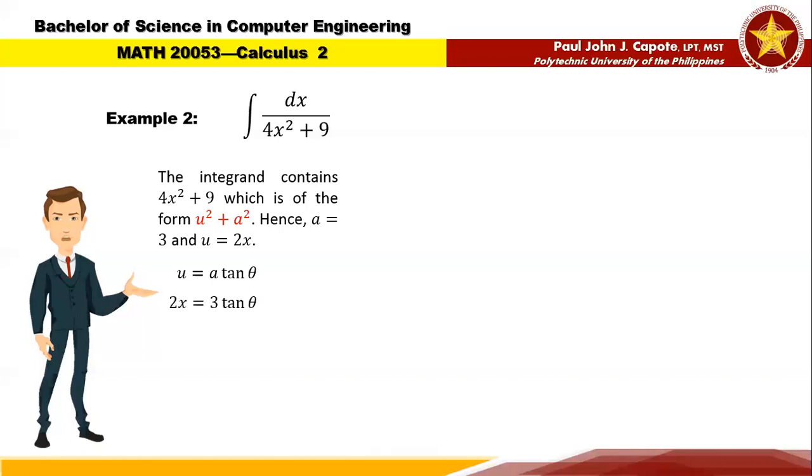And so we have 2x is equal to 3 times tangent theta. Solving for x, we have x is equal to 3/2 times tangent theta. Differentiating x with respect to theta, we get dx is equal to 3/2 times secant squared theta d theta.